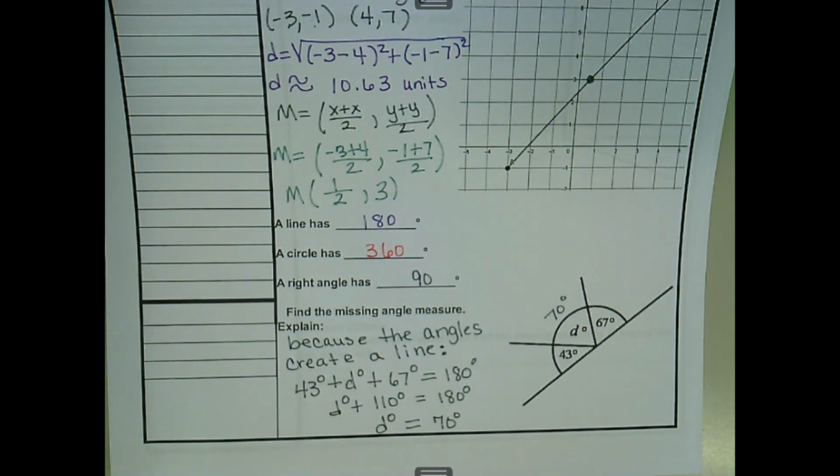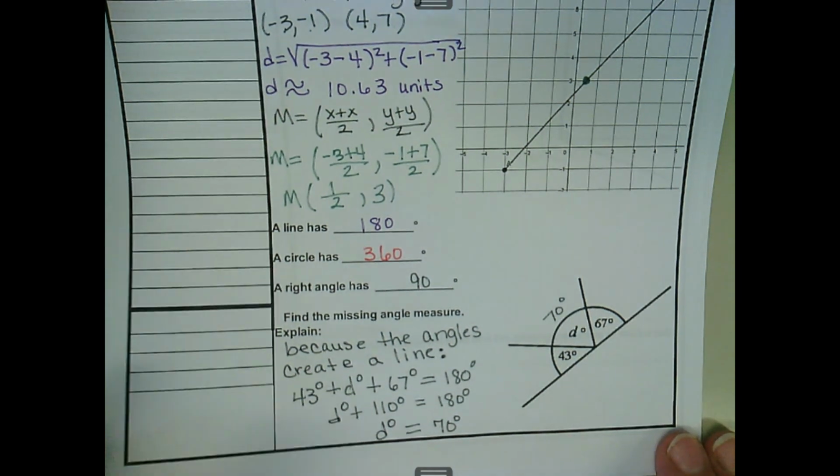Okay, when you get ready to approach each problem, you look and see what kind of a figure you see. If you see a line, you should automatically think 180 degrees. If you see a circle, you should automatically think 360 degrees. Right angle, 90 degrees. Start getting that relationship going when you see the figures.